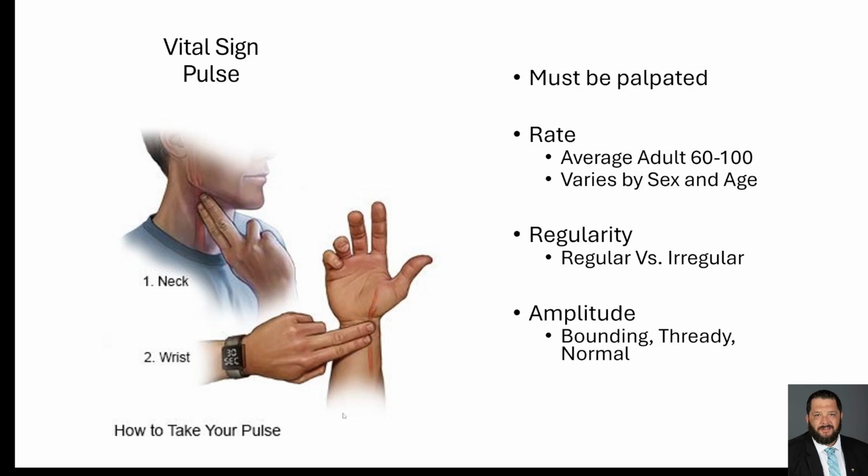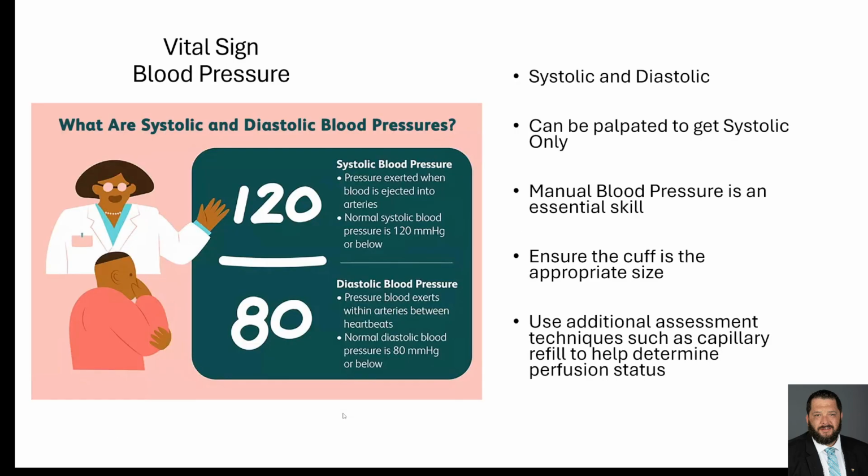Pulses can be regular or irregular, meaning they can occur at a regular interval, or they can be erratic in their interval. We will measure amplitude, which is how strong the pulse feels at your assessment point. Again, another reason it's important to reach down and feel for a pulse. It can be termed bounding, which is a strong, excessively strong pulse, or it can be thready, which is a weak pulse, or we would classify otherwise as normal.